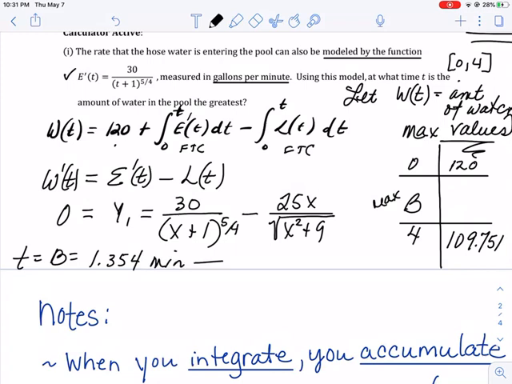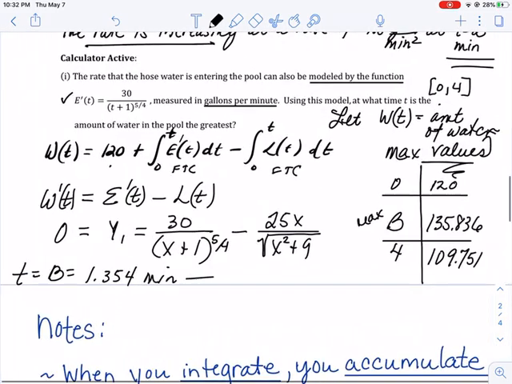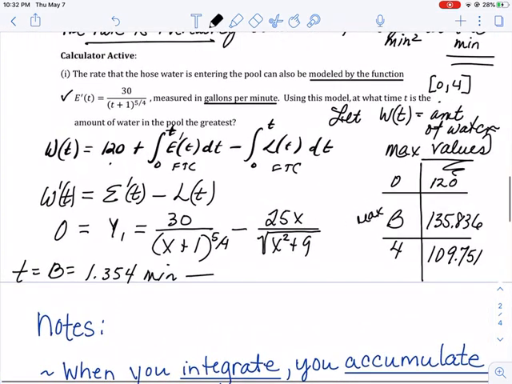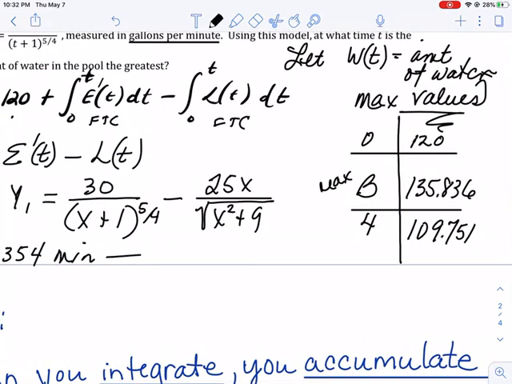And then I'll leave it up to you. You can check that value in the integrals as well. You get 135.836, and that would be the maximum. We would say there would be a maximum of 135.836 gallons at t equals 1.354 minutes.